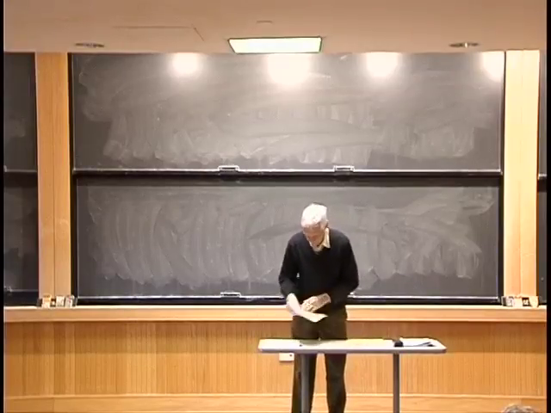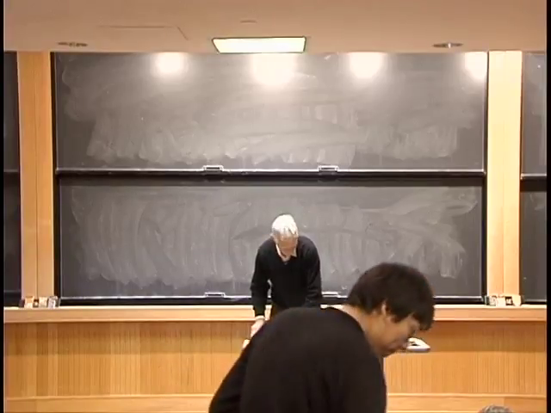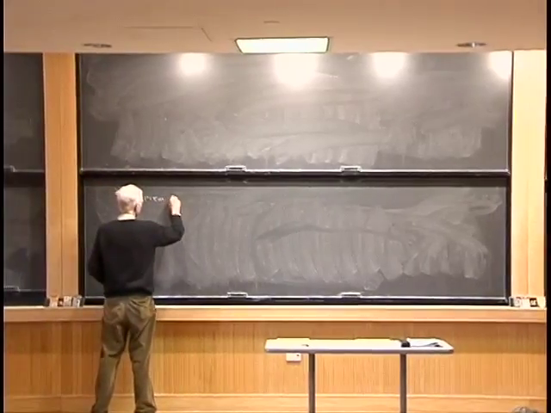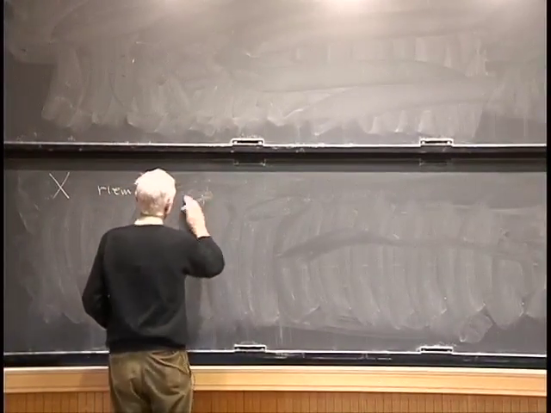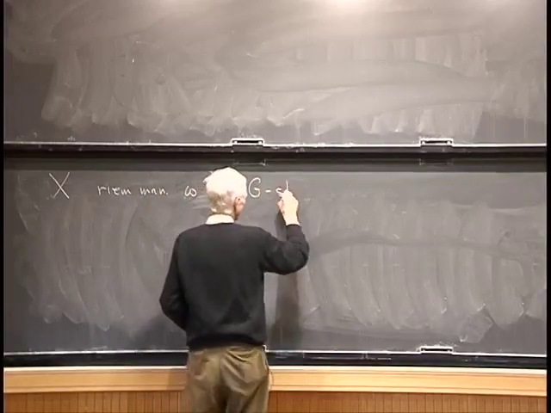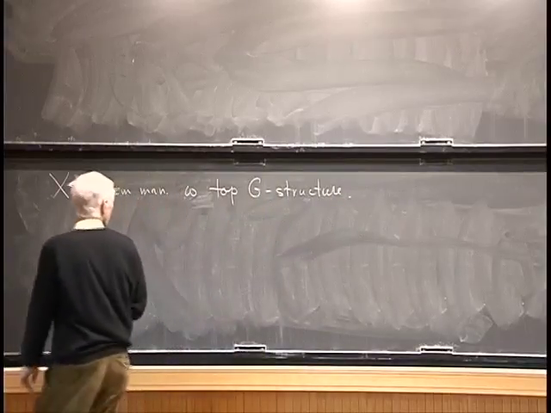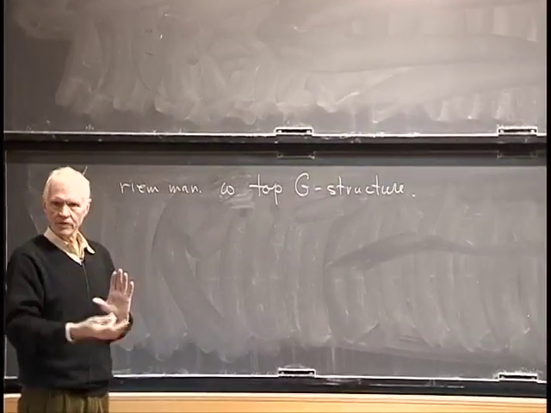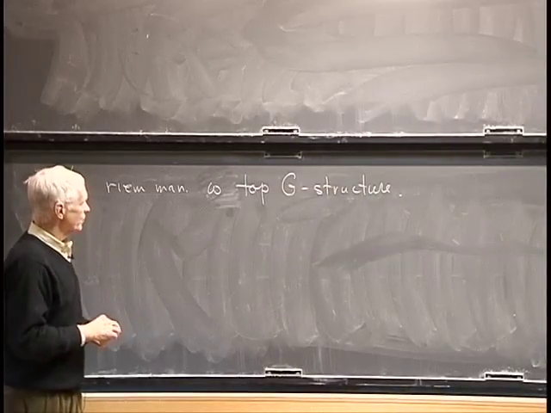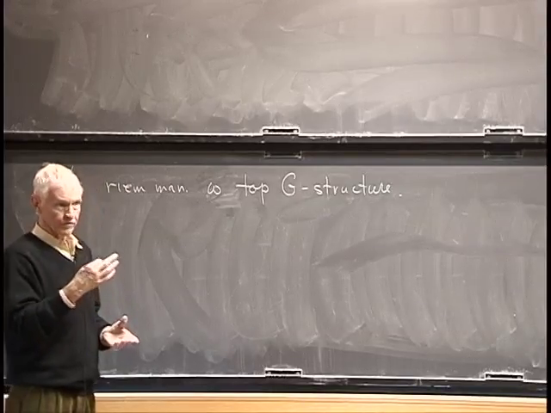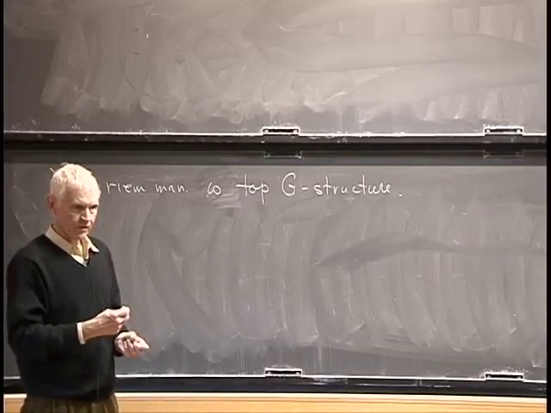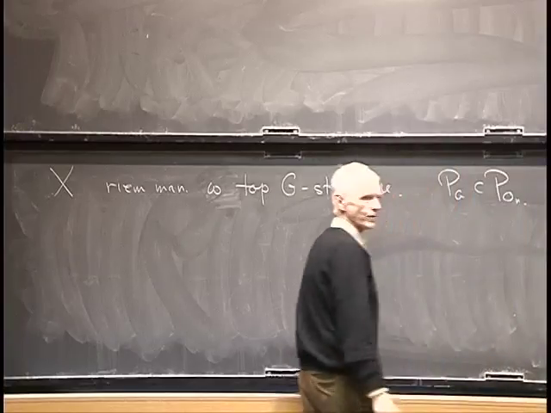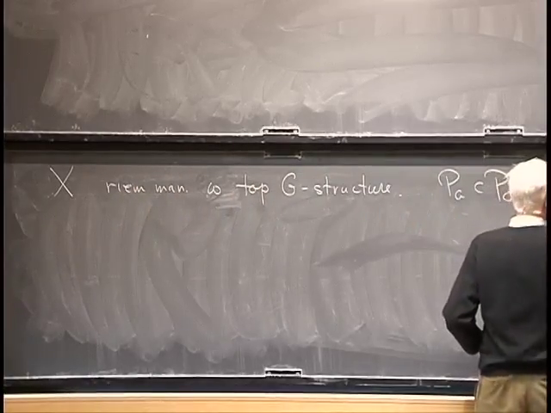Maybe by way of laying out the land. The bottom line of what I'd like to say is the following. Suppose X is a Riemannian manifold with a topological G structure. And I'll say what that is in a moment. But G is a Lie group. But topological G structure does not mean that the holonomy of the Riemannian metric lies in G. It simply means that there is a reduction of the structure group O(N), topological reduction, to the structure group G. But it is assumed to be smooth. Everything's smooth. So another way of saying it is that there's a principal G bundle contained in the bundle of orthonormal frames, respecting the embedding of G into O(N).